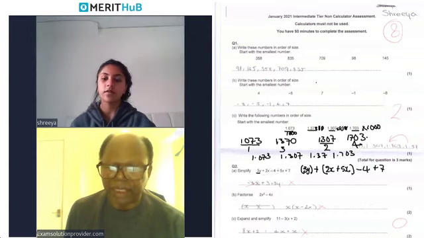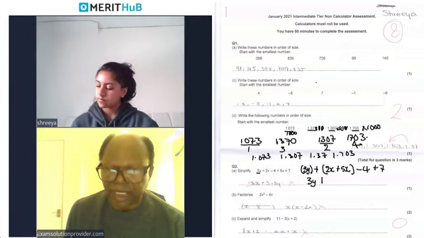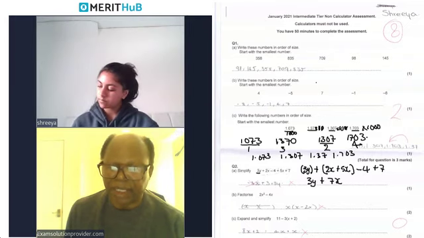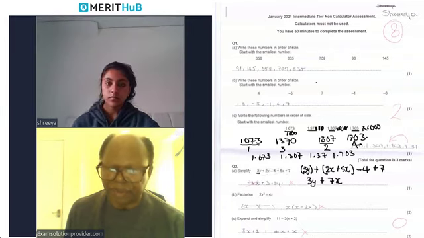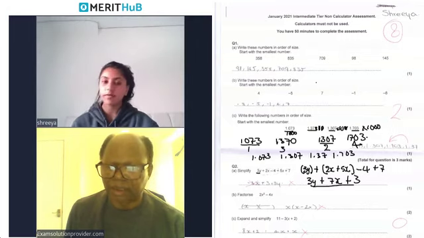So this one, there's nothing I can do because I can't add anything. So it's still going to be 3y. Plus, and these I can add because it's 2x plus 5x, so it's going to be 7x. And here, minus 4 plus 7 is going to be plus 3. So that's the answer.